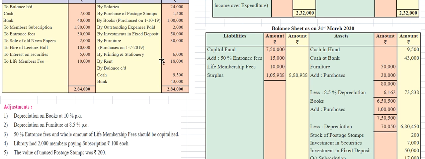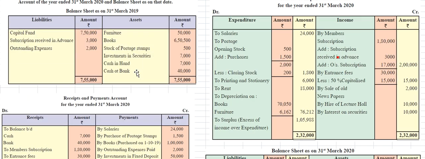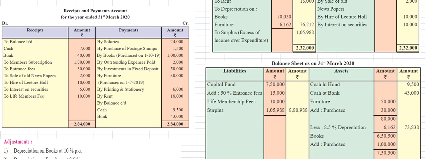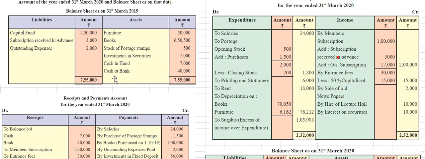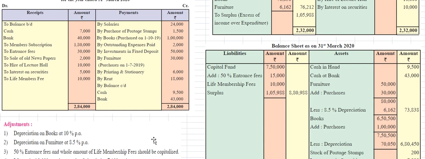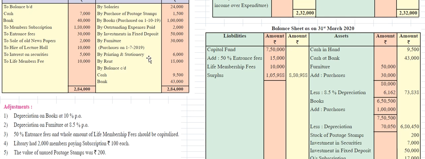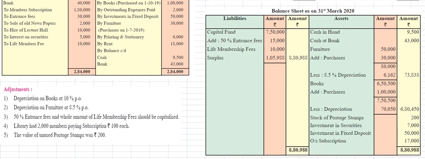Stock of postage stamps, that is 200 rupees. And investment in securities, 7,000 rupees. And investment in fixed deposit, that is 50,000 rupees. And next is outstanding subscription, it is 17,000 rupees. So next amount is postage stamps, 200 rupees.